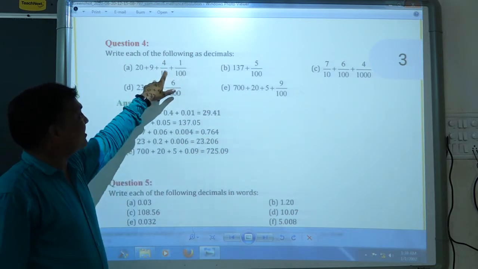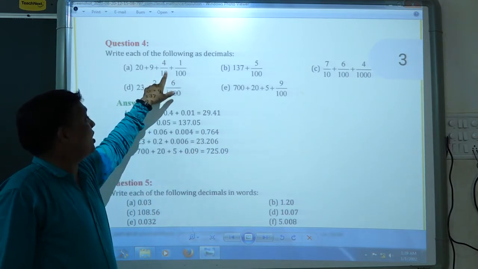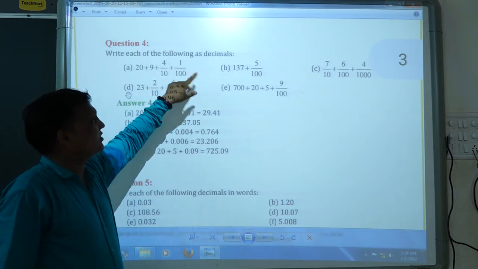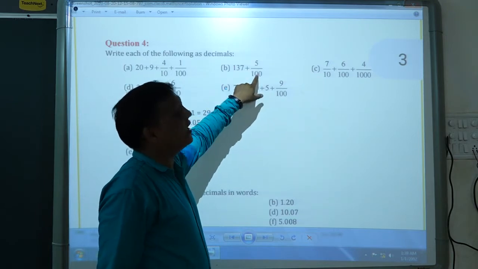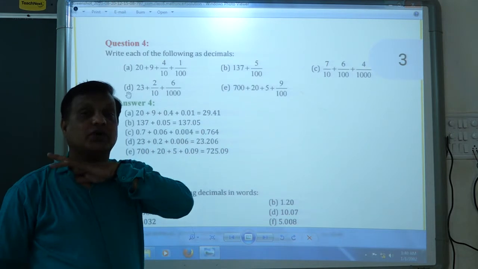29.41. As the fraction number started, that will become a decimal after the decimal point. This is 4 upon 10, which means the first digit. 1 upon 100 means the second digit. Now here, 137 point, here is 5 upon 100. The tenths place is absent, so in that place you have to write a 0.